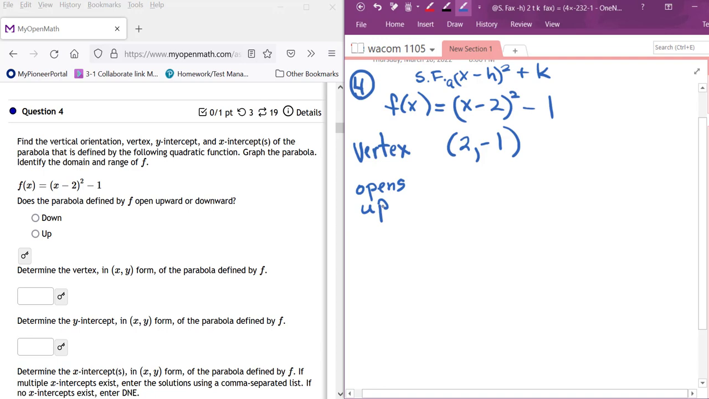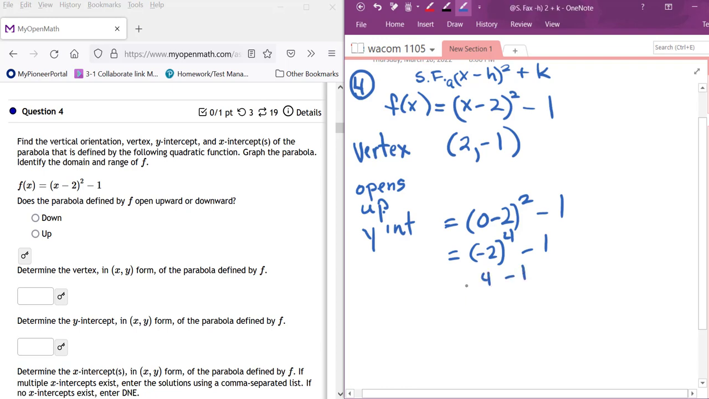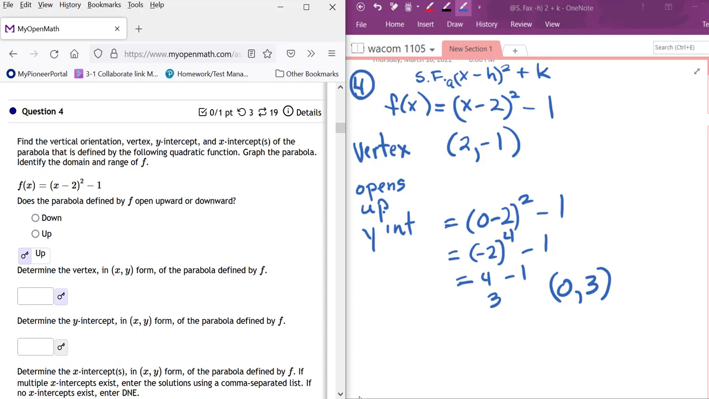We already did the vertex. Your y-intercept, plug 0 into x. So you have to do a little bit of work here. So you get -2, and you're going to square it, which gives you 4 minus 1 is 3. And we plug 0 in for x. So 0, 3. And we can check these. So it's going to open up, the vertex is 2, -1 and y-intercept 0, 3.